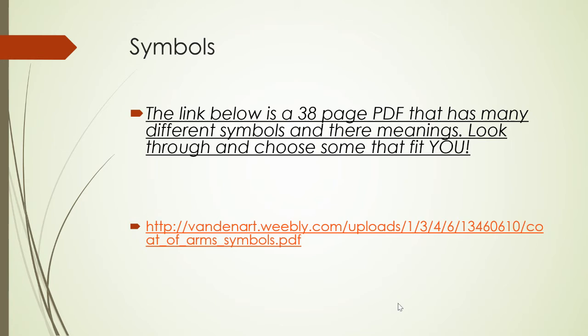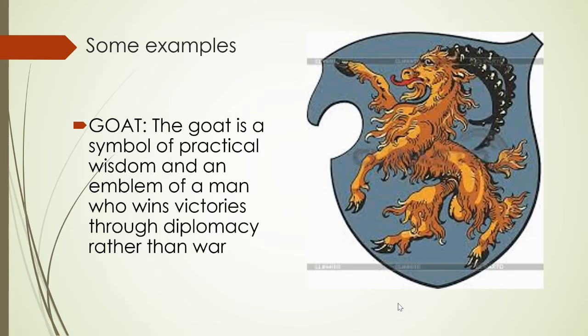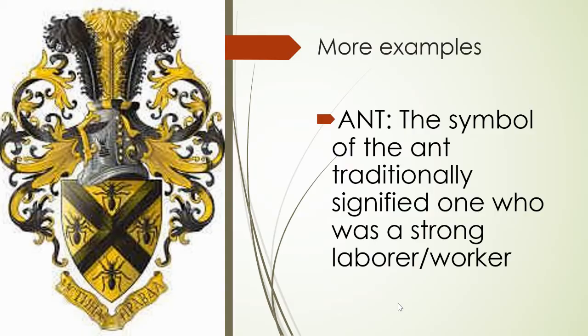As for the symbols, there's a 38-page PDF here, which I'm also going to apply this link to the blog, and you can check out all different animals, creatures, and symbols, and you're going to pick those that fit you. So, example you're going to see in that PDF is a goat. All right, the goat is a symbol of practical wisdom, of a man who is victorious, not through war, but through diplomacy. Another example is an ant. If you're someone who's a strong worker, ants work very hard, very strong, you would use an ant on your shield.